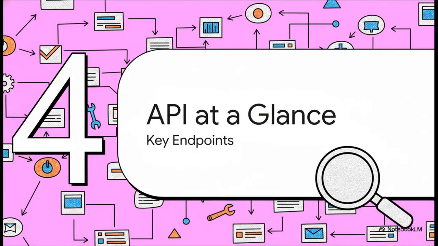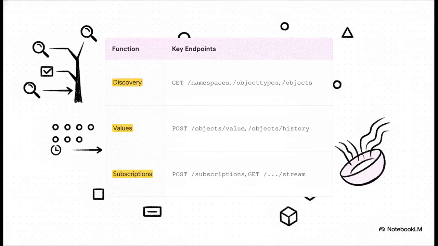So we've covered the data model and how to access it. Now let's just take a step back and look at the entire API surface at once. As you can see, the whole thing is broken down into 3 logical groups. You've got 6 endpoints for discovery, letting you browse namespaces, types, and objects. Then there are just 2 endpoints for getting values, one for current and one for historical. And finally, 4 endpoints to manage your real-time subscriptions. That's it. It's clean, it's focused, and it's simple by design.